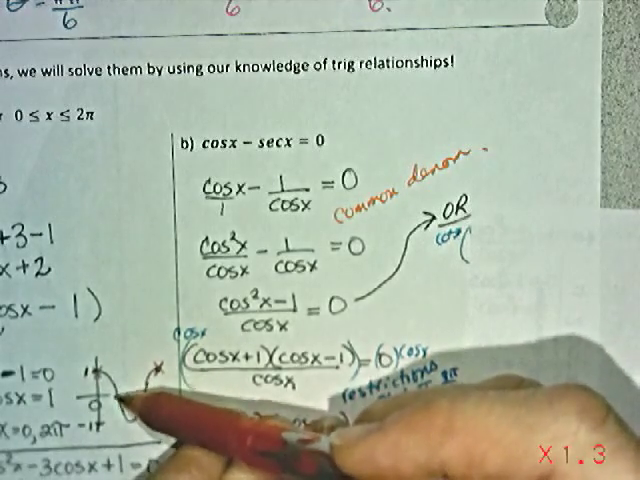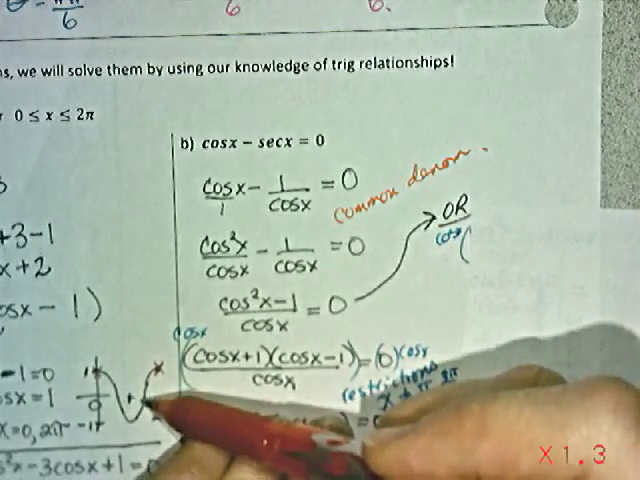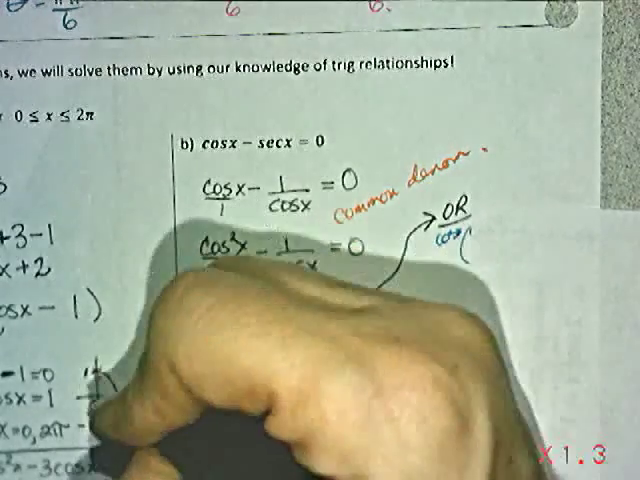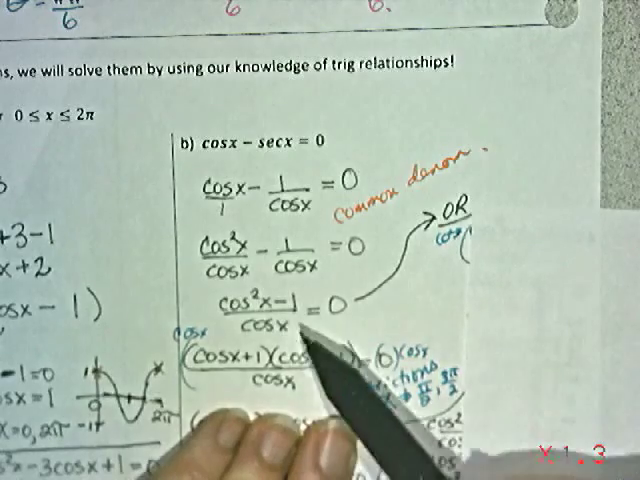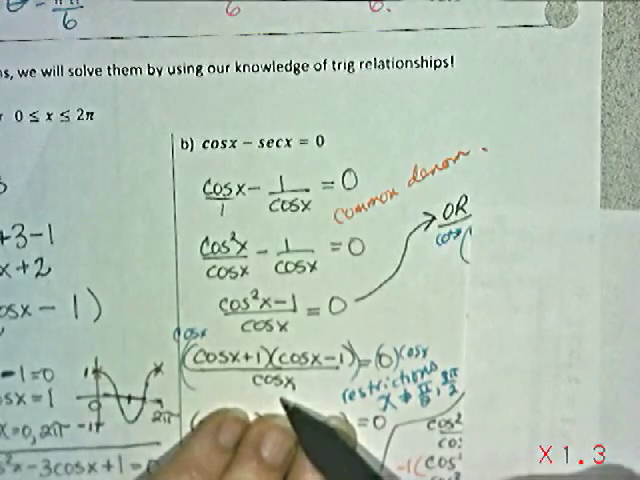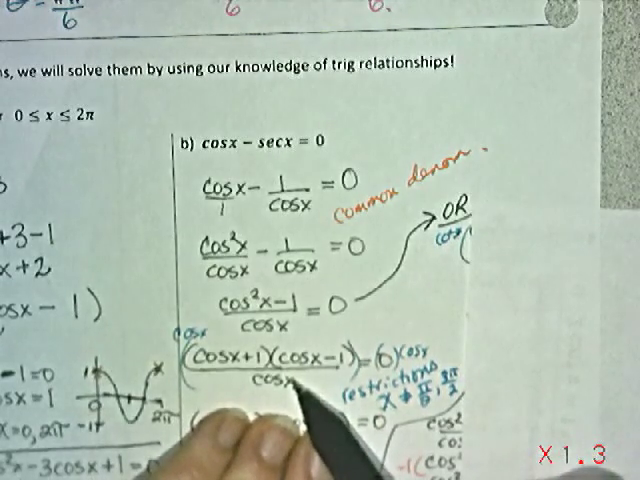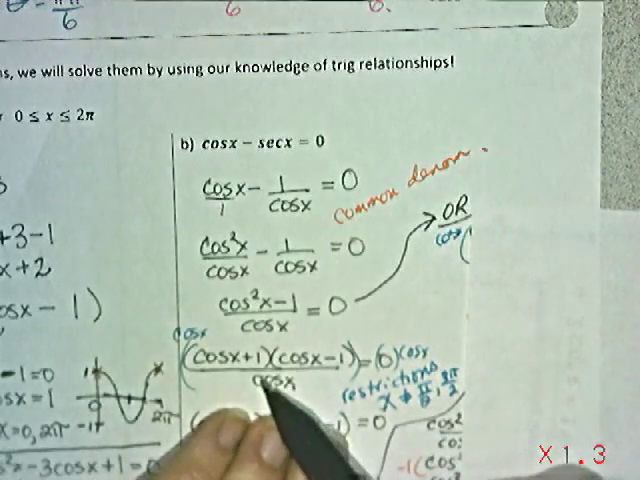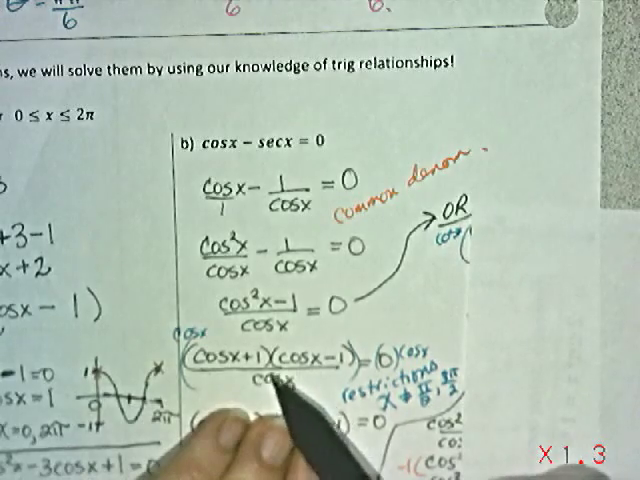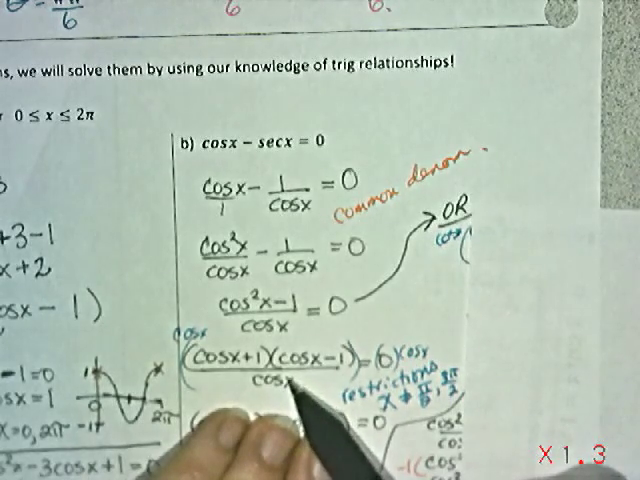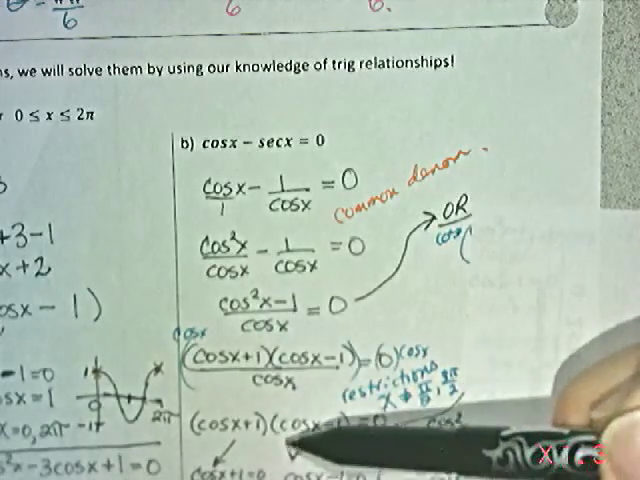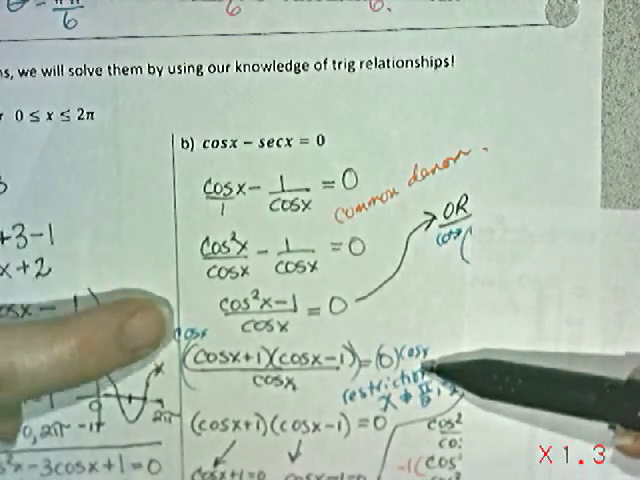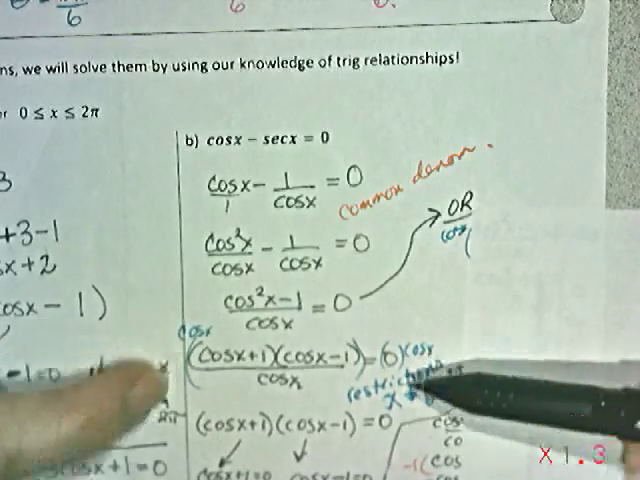It's the values of pi by 2 and 3 pi by 2 that would create a cosine ratio of 0. And remember, we can never divide by 0. So don't tell me in the end that pi by 2 or 3 pi by 2 are any of your answers, because a pi by 2 or a 3 pi by 2 would create a 0 here, and that would be an invalid solution.